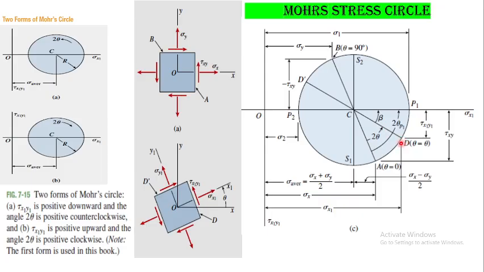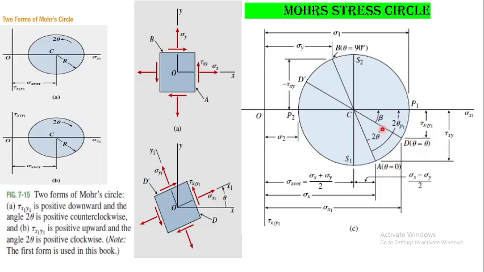Now you will be interested to calculate what is point D. Point D is the point after rotation. So for this point D, you have to plot these 2 points, sigma x1 and tau x1y1. But if you want to plot these two values, you must know that this angle is 2 theta.